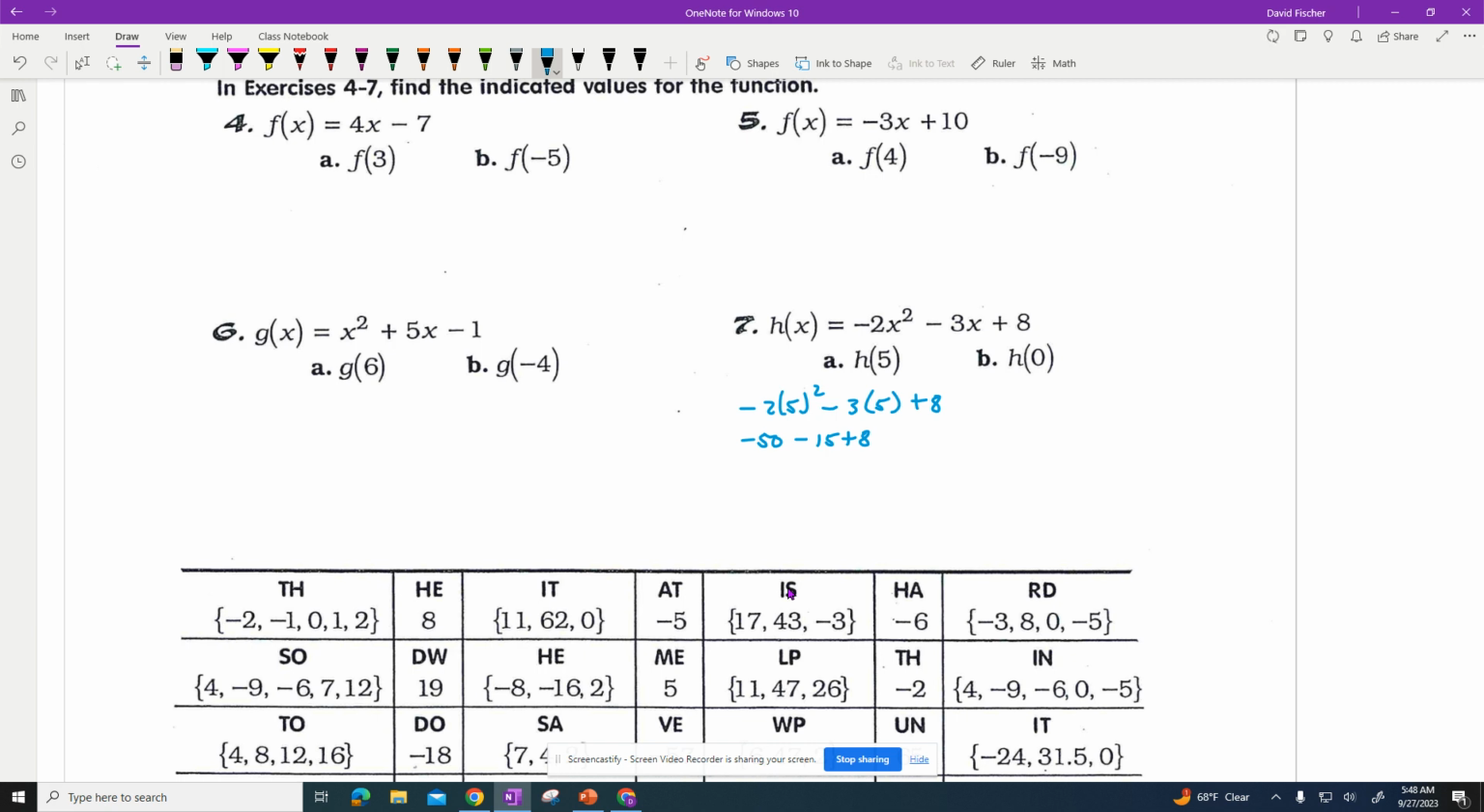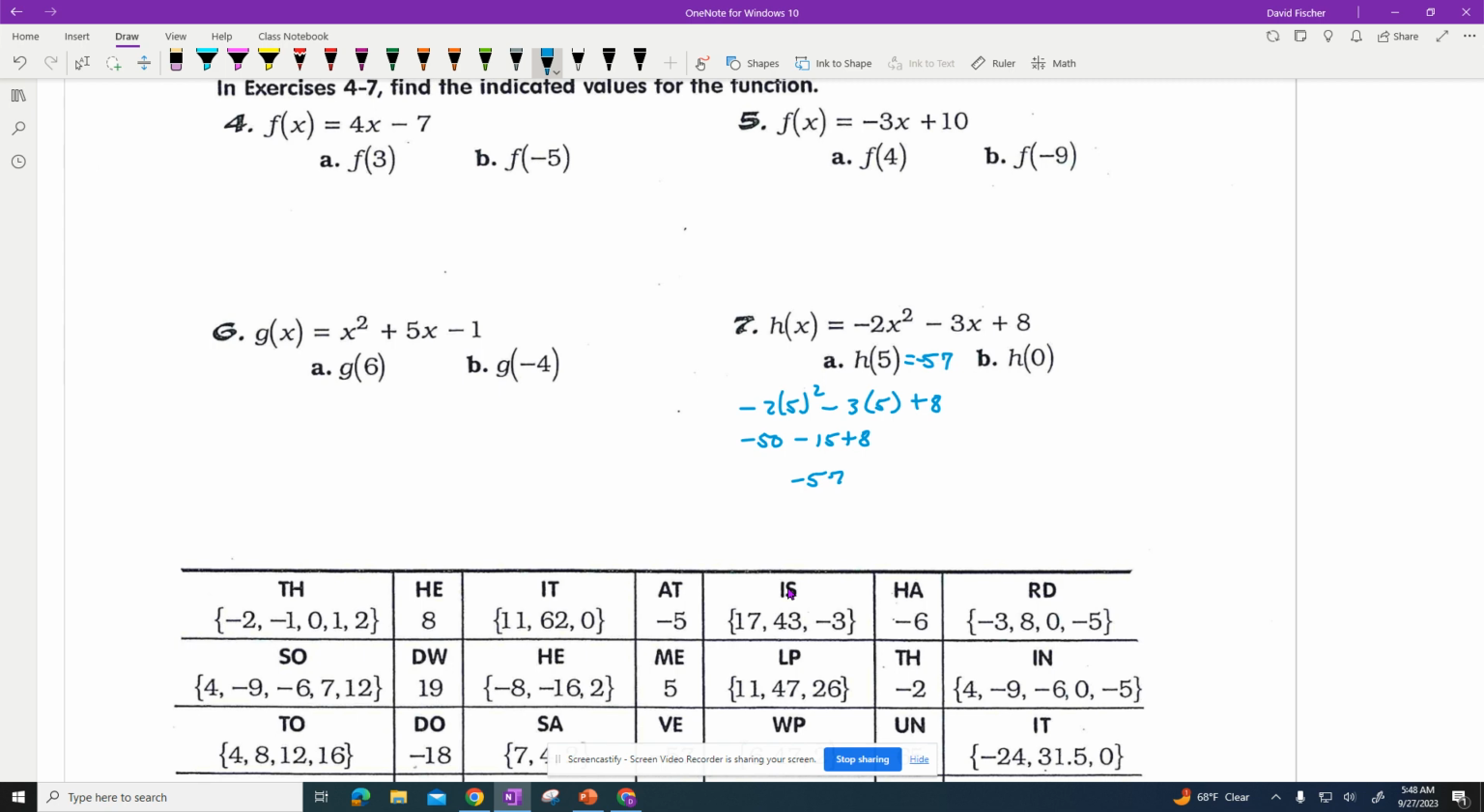Some kids can do that quickly in their head. It's too early in the morning. So I got negative 50 minus 15 plus 8. I'm getting a negative 57. So h of 5 is a minus 57. Put a negative sign in there.